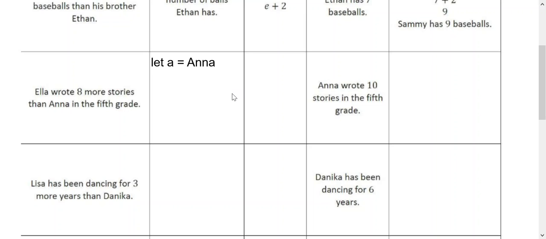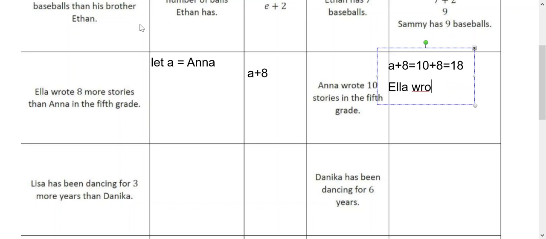And so it says Ella wrote 8 more stories than Anna. So Ella wrote 8 more stories than Anna. So it's going to be A plus 8, which is going to be 10 plus 8. Oh, I forgot. A plus 8, which is 10 plus 8, which is 18. So, oh, did I do something wrong? Nope, I didn't. Sorry, I was looking at it and I did it wrong in my book, but 18. So, Ella wrote 18 more books.